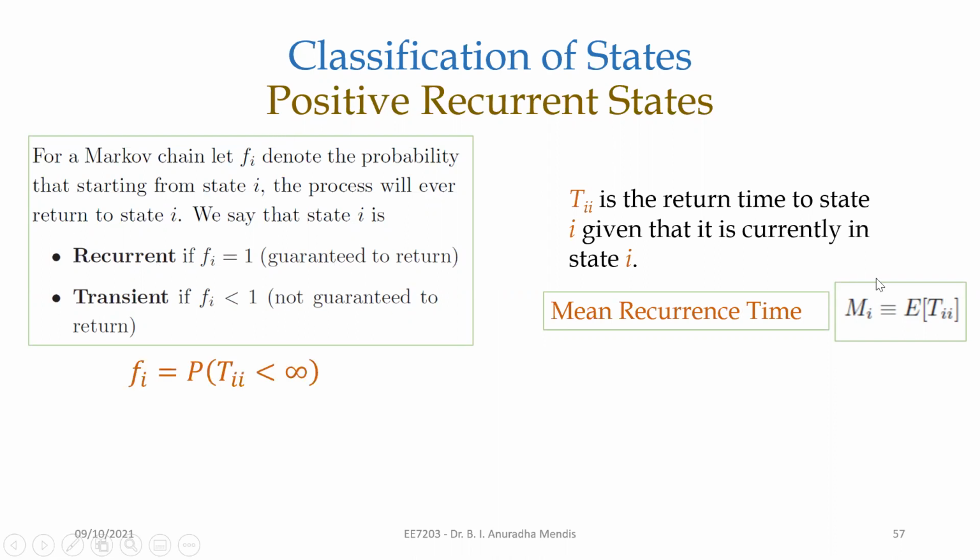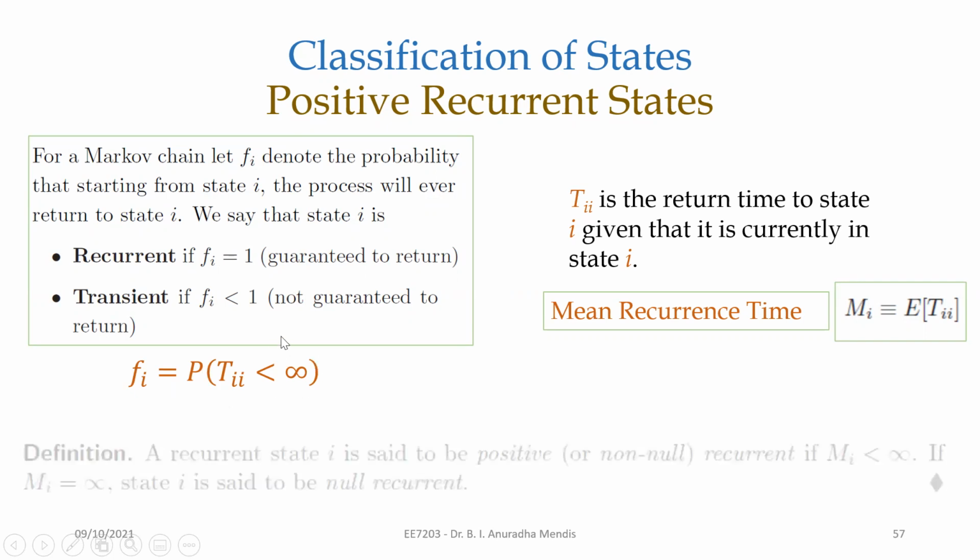Okay, now you combine this one and this one together. Okay, now you know this Fi means this is a probability, no? So this is a probability. So if this T_ii random variable is a finite value, so Fi means that probability. Okay, Fi equal to 1 means this probability is 1.